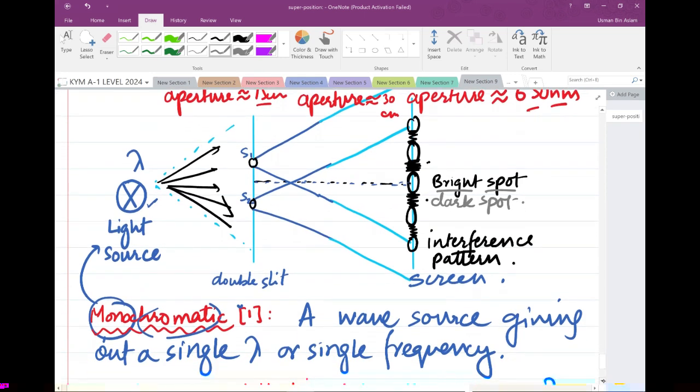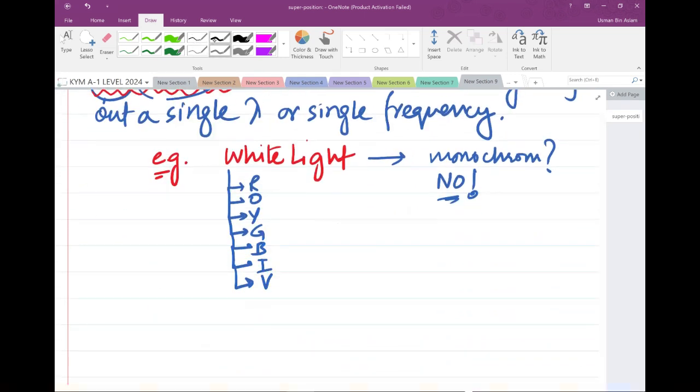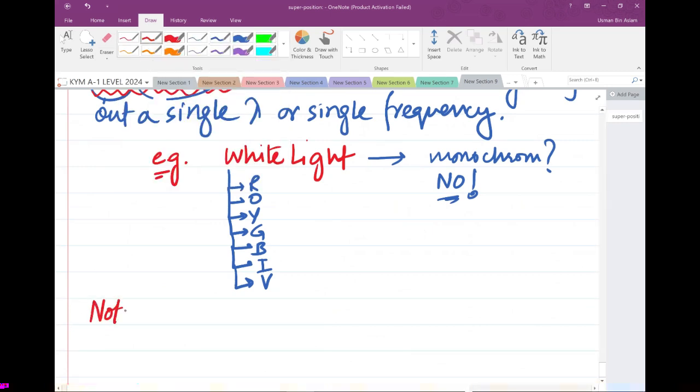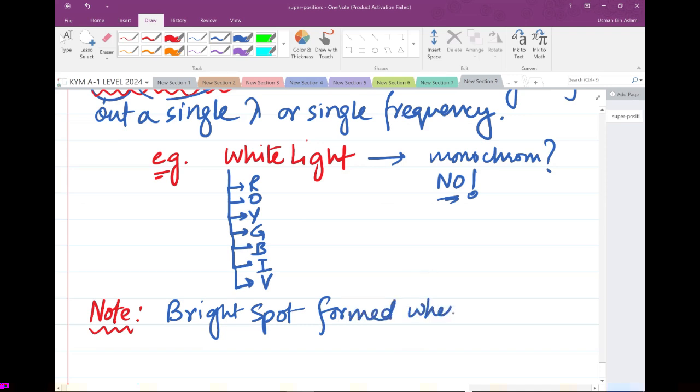So wherever you see a bright spot forming, we'll write that down as a note. Wherever you see a bright spot formed, constructive interference takes place.